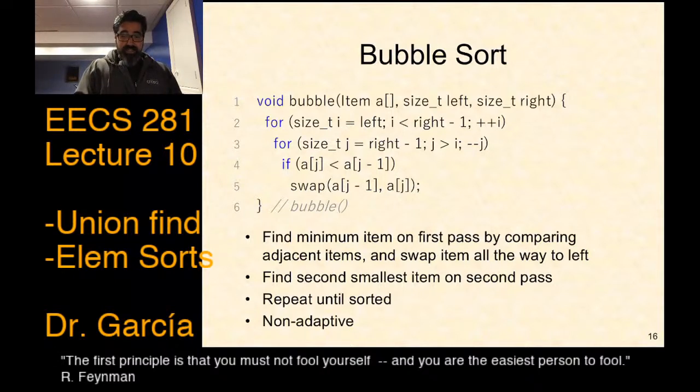So basically the way that this would work, which is outlined here in the bullet points: find the minimum item or element on the first pass by comparing adjacent items and swap the item all the way to the left.